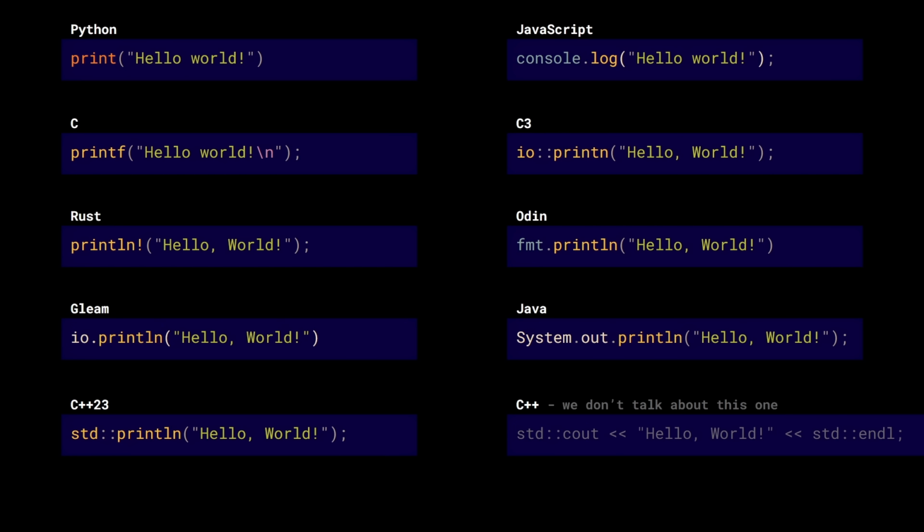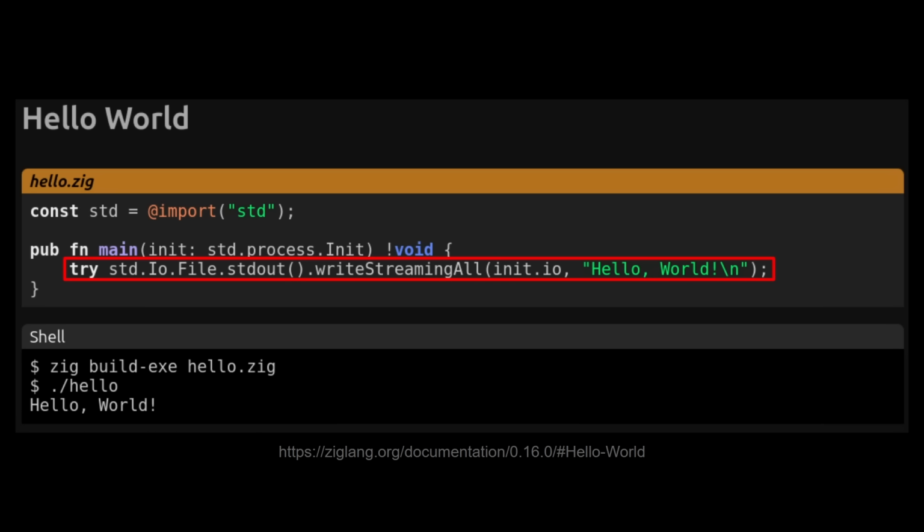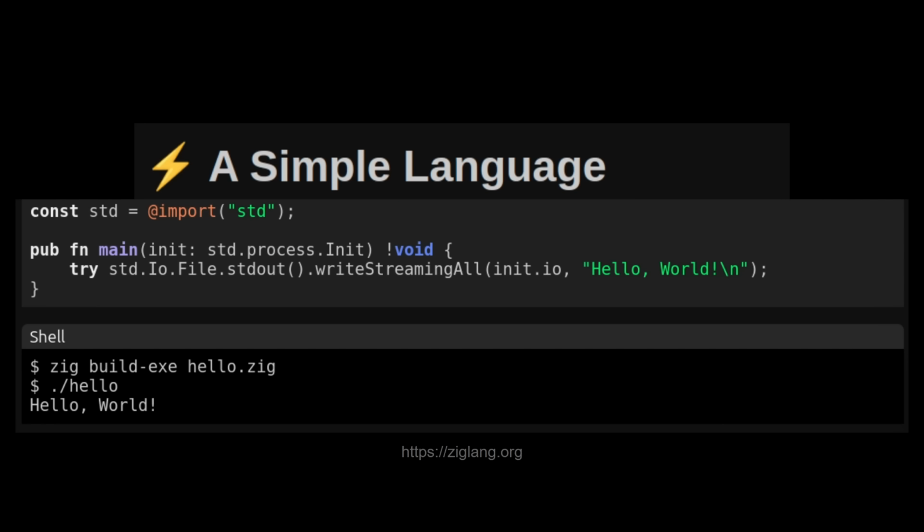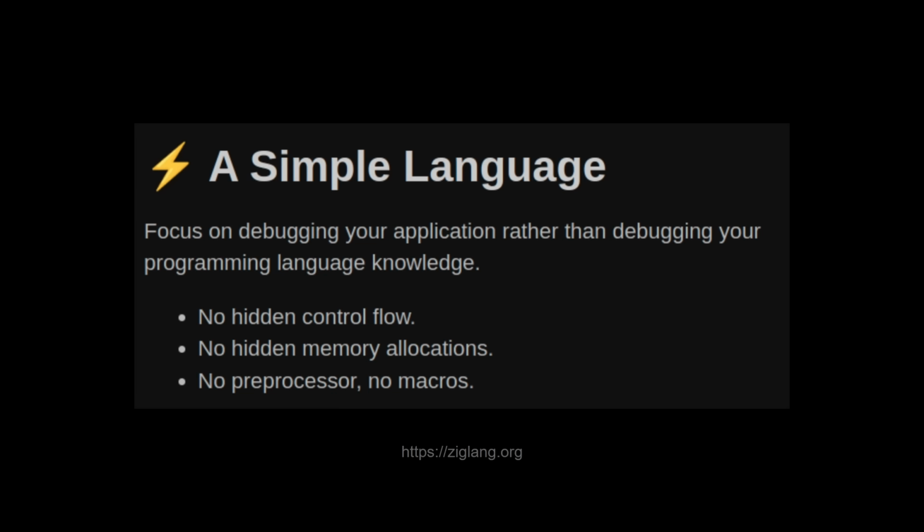But if you try to learn Zig, bam, you meet this. Try stdio file, std out, write streaming all, init.io, hello world. What the hell? I thought Zig was a simple language. So why does it look so complicated? Well, that's because Zig is indeed a simple language.